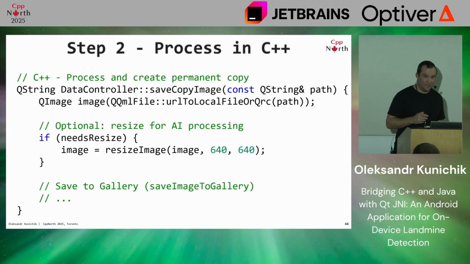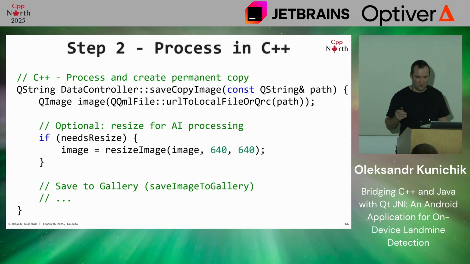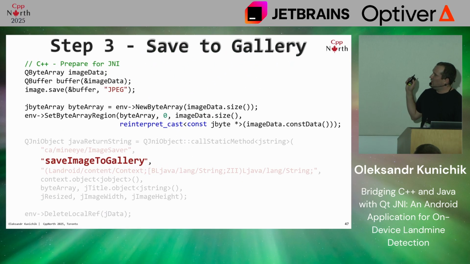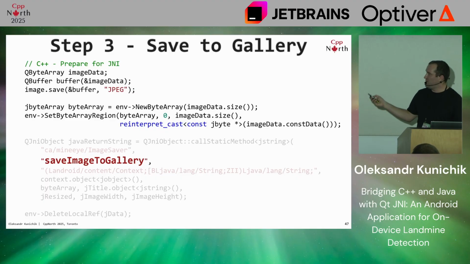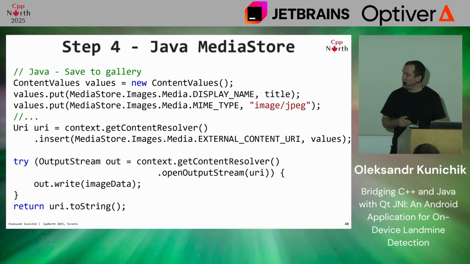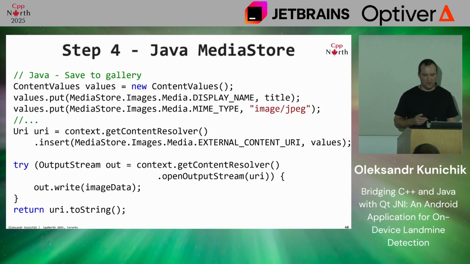And Qt loads the image, resized to 640 by 640, our model's input size. Doing this in C++ before passing to Java saves memory, and then on the JNI boundary we have less payload. But we have to save our image permanently somewhere. So we call Java methods, pass the data there, and save it in the Android Media Store. So Java uses Media Store. It's the official Android API since Android 10. The image goes to the gallery, survives reinstall, visible to users.